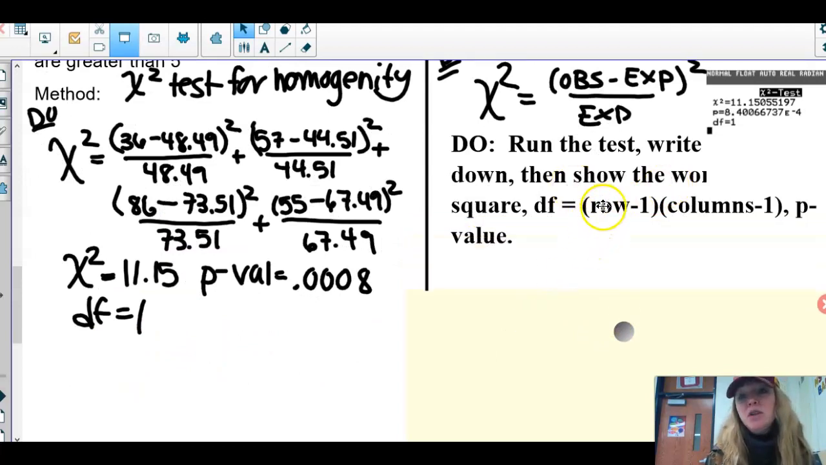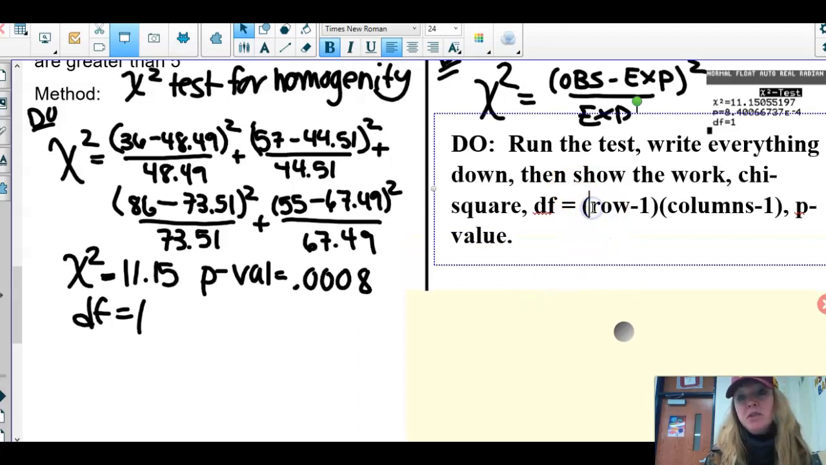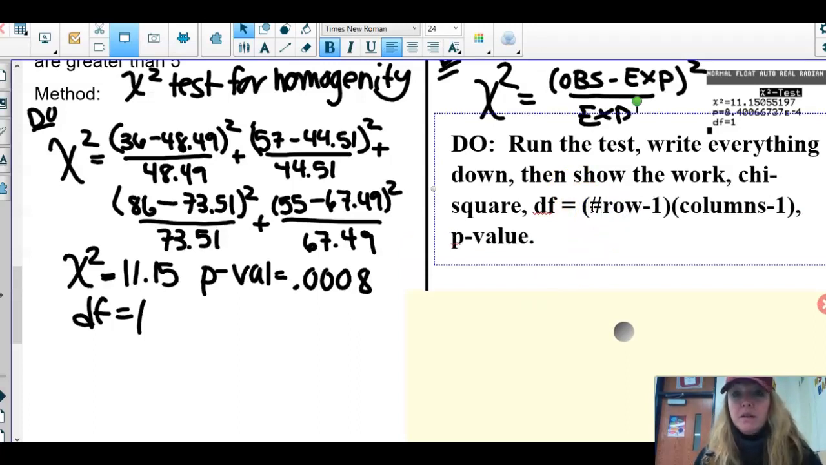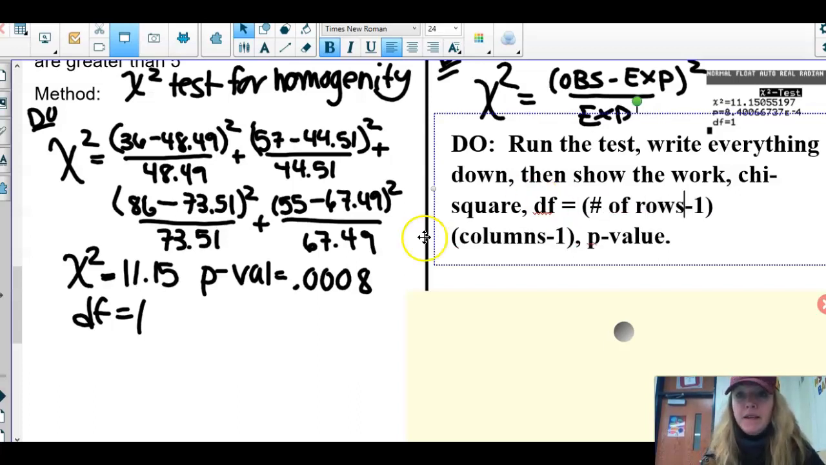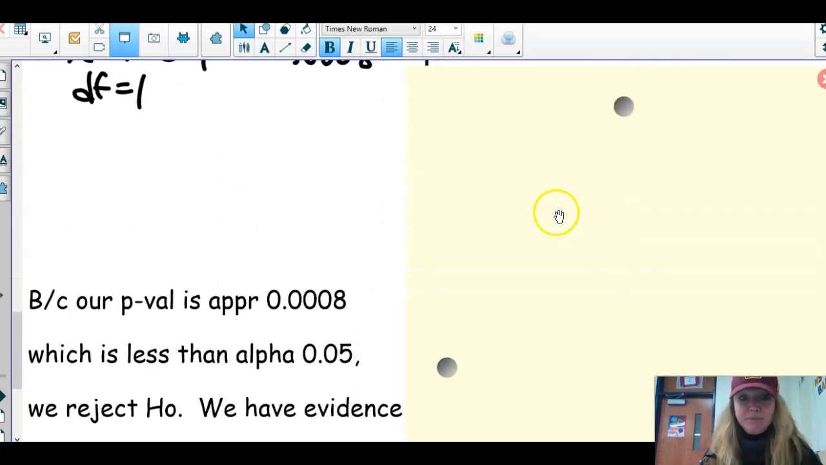Finally, you do need to know the degrees of freedom formula, and you do need to know that for the test. Your degrees of freedom are the number of rows minus 1, okay, times the number of columns minus 1. This must be memorized as well, so highlight that. That's got to be memorized.